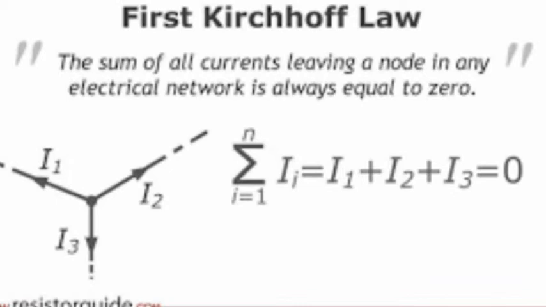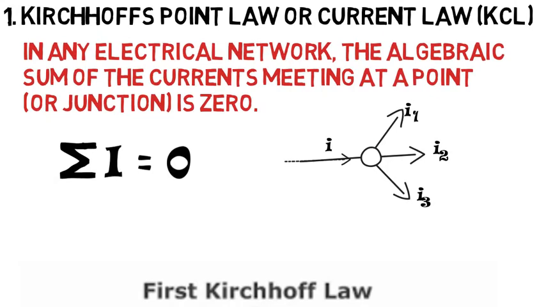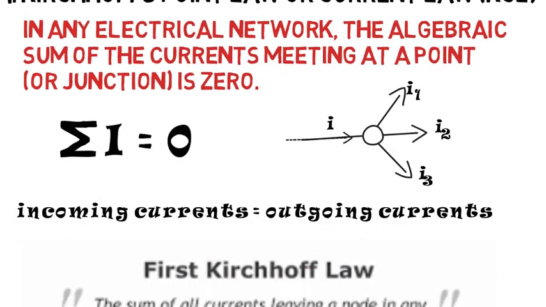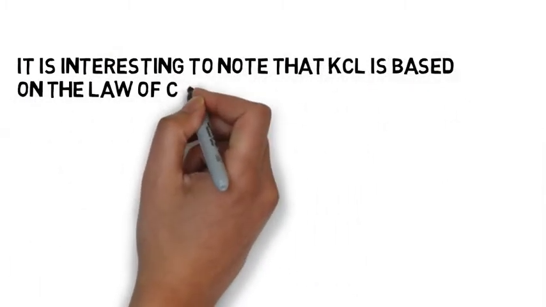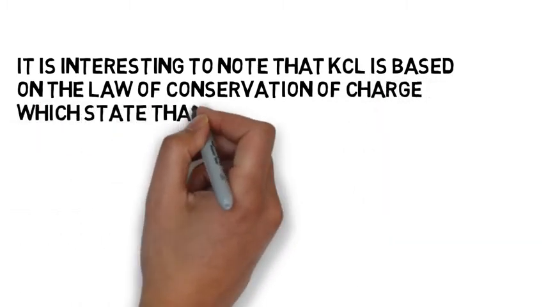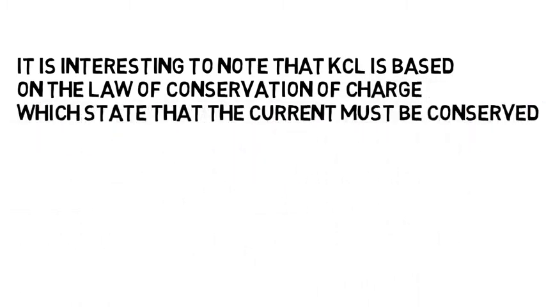We can say it this way: I minus I1 minus I2 minus I3 equals 0, or I equals I1 plus I2 plus I3. It means the entering current equals the leaving current, the incoming current equals the outgoing current. It is interesting to note that Kirchhoff's current law, KCL, is based on the law of conservation of charge, which states that charge must be conserved, so no current can be lost. It is obvious that nothing can cause the amount leaving to be less than the amount entering.